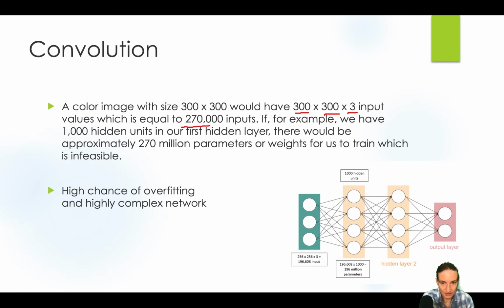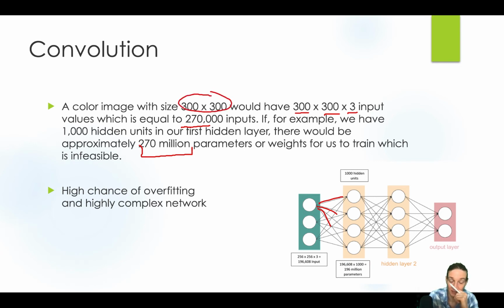270k values as input. Now if we had only 1,000 values in a normal fully connected layer, so we're not using convolution here, that would equate, because it's fully connected, so each of the 270k inputs is connected to each of the fully connected layer. That means we'd have 270 million weights for us to train only in the first layer. That's immense for a small 300 by 300 image.